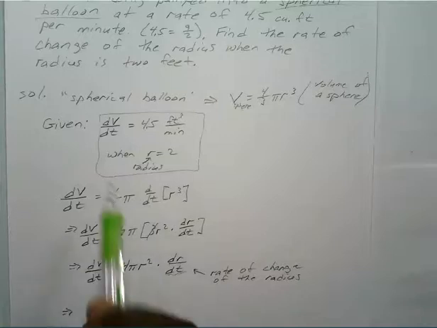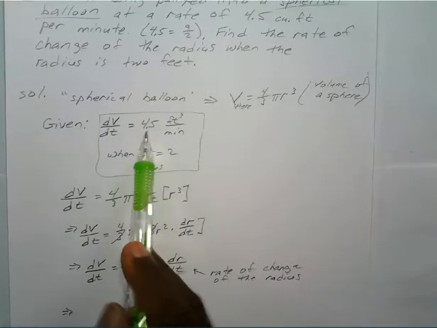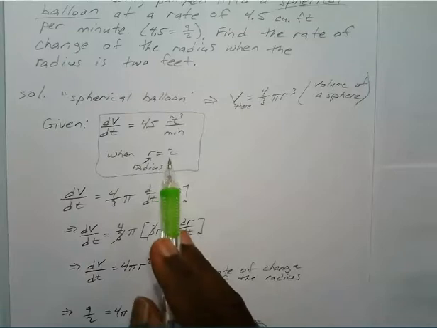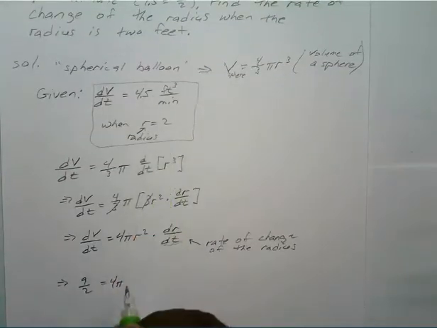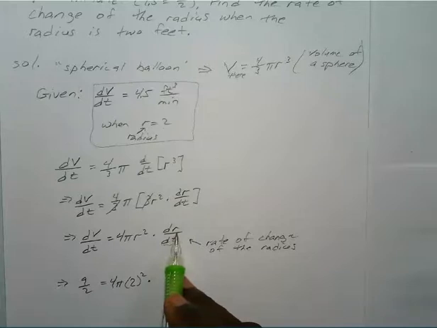Okay, so we know that the derivative of the volume with respect to time is 4.5 or 9/2. So you have 9/2 equals 4 pi times your radius squared. Remember, your radius is equal to 2, so that would be 2 squared times your rate of change of your radius with respect to time. So that's dr/dt.